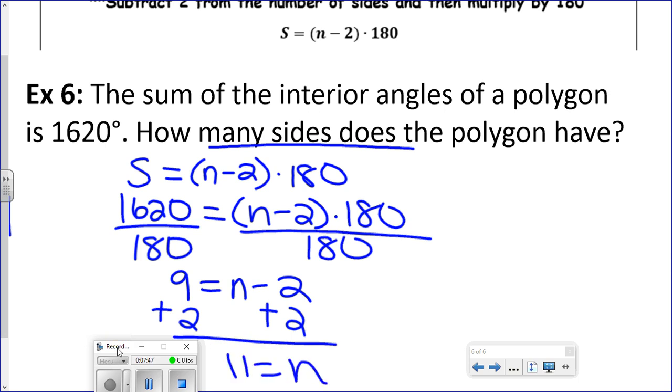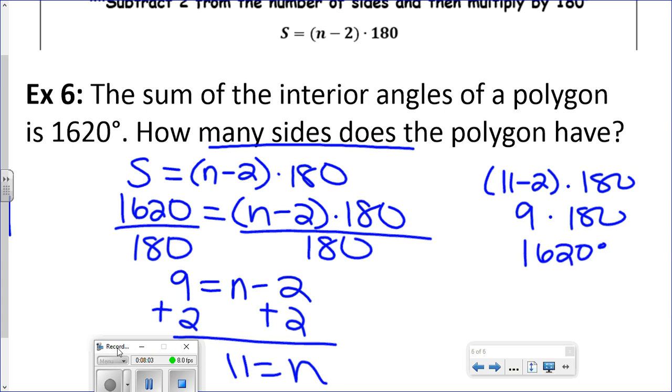Okay? And then you can always, with this type of question, go back and check to make sure your answer makes sense. Plug it in to make sure you actually end up with what you're supposed to, which is this 1,620 degrees. All right. And so that's it.